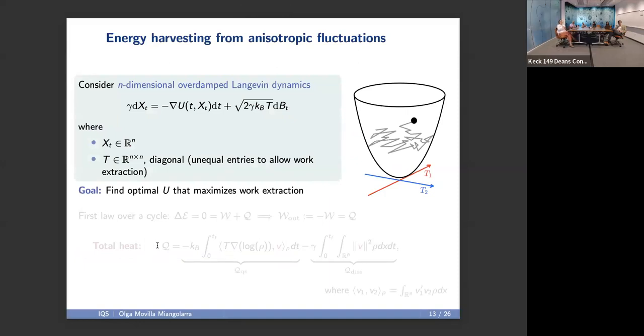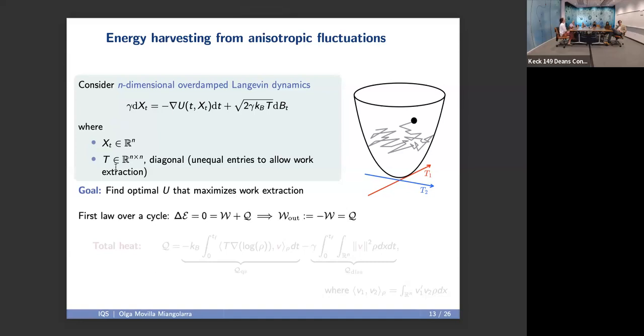So we're going to consider, and actually throughout this talk, an n-dimensional system. So we have the same equation as we did before, but now X lives in R^n. And T is now a matrix, which is diagonal and has unequal entries. And this will allow work extraction. This is essentially what I mean by thermal anisotropy, right? Each of the degrees of freedom, each of the X's, is subjected to a different temperature. Now, the goal in this part of the talk is to find the optimal control U that maximizes work extraction from this type of systems over a cycle.